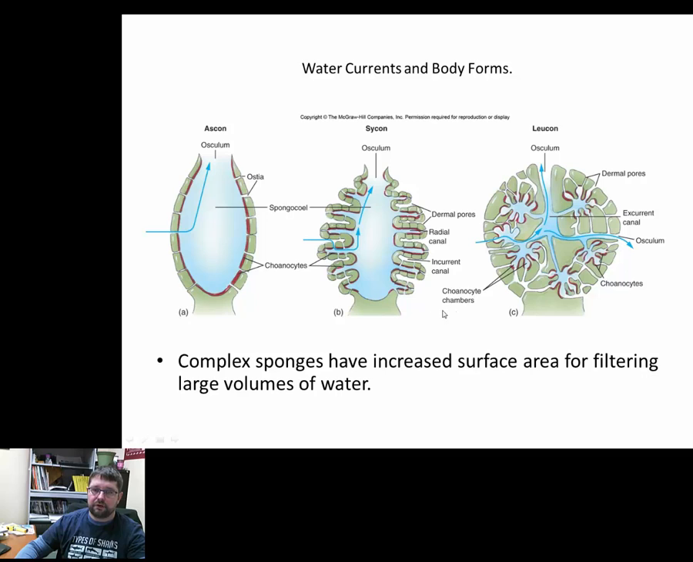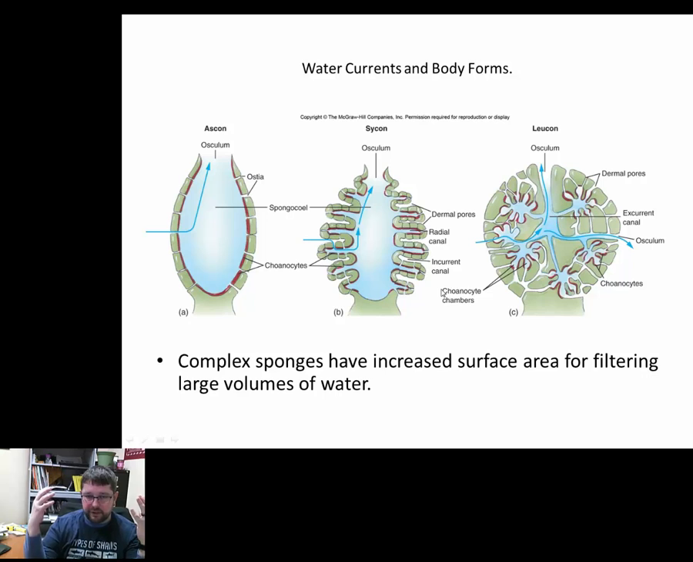Is it much more complex than that, where you have chambers that would allow for different features to occur at different times? So you could have feeding over here, and reproduction in this region. These would be what we call choanocyte chambers, which increase the surface area much more, and therefore these organisms are going to be the largest. The leuconoid organisms are going to be the largest sponges.